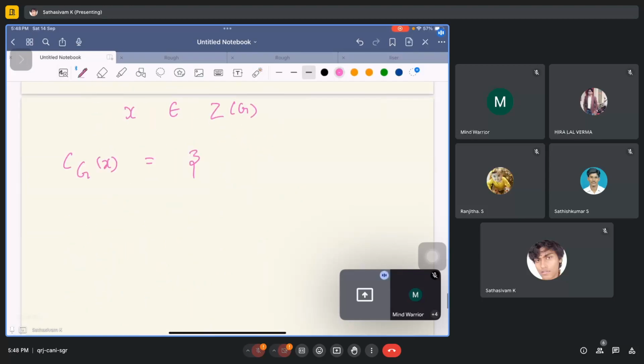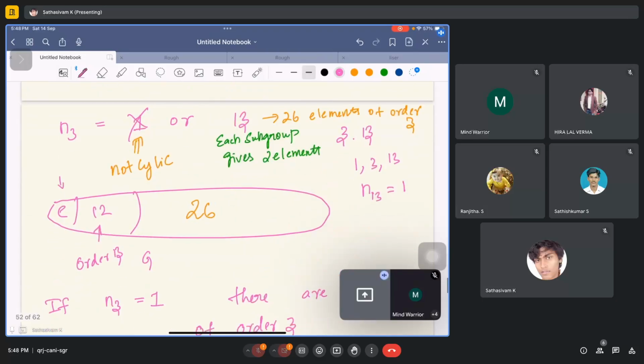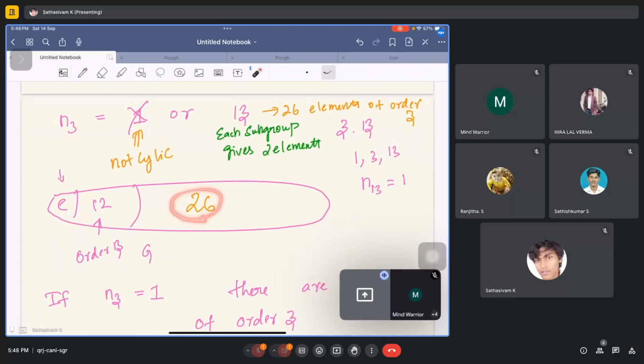Okay. So if you compute G by the centralizer of X, this will be 13. But how many elements do I have of order 3? We have just written it here. We have 26 elements of order 3. And in each orbit, we have 13 elements, right? So these 26 elements are split into orbits of 13 elements.